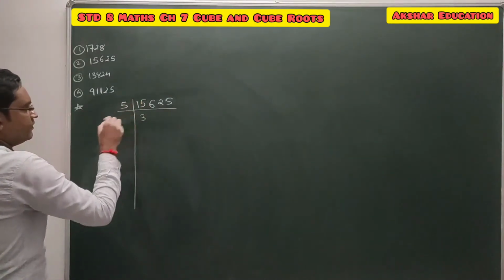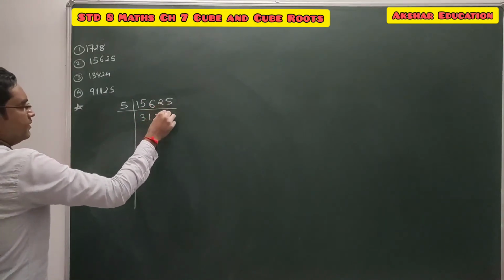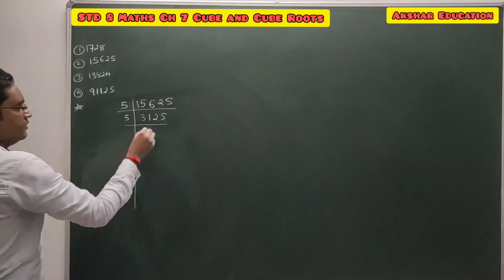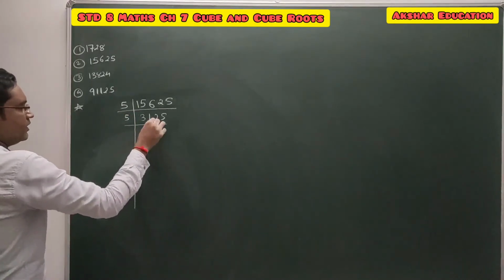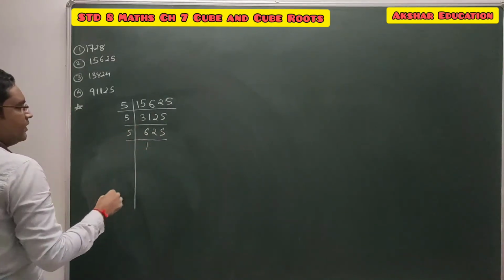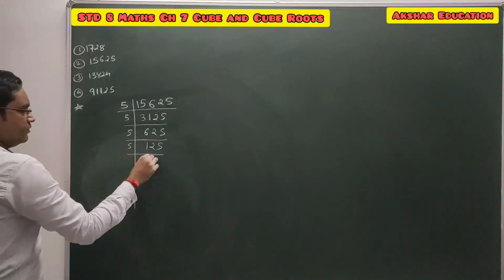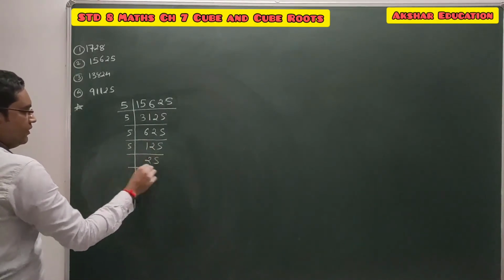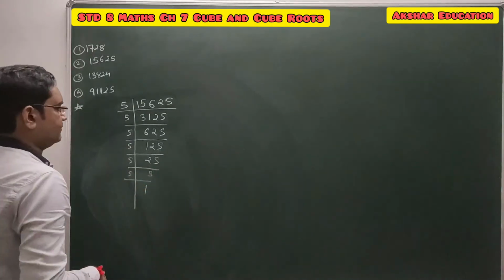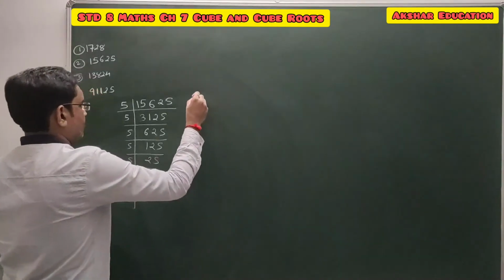5 3s are 15, 5 1s are 5, 5 2s are 10 and 5 5s are 25. Now again division with 5. 5 6s are 30, 5 2s are 10, 5 5s are 25. Again 5 1s are 5, 5 2s are 10, 5 5s are 25. 5 2s are 10, 5 5s are 25, 5 5s are 25, 5 1s are 5. So this is prime factorization. We are getting odd factors as 5.